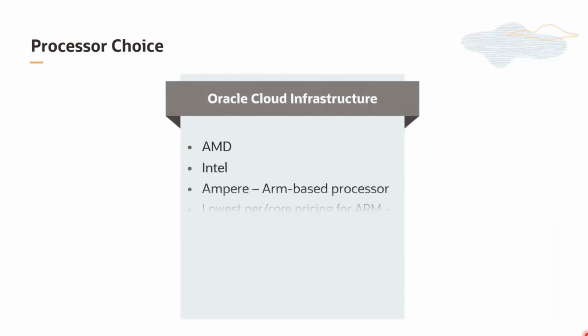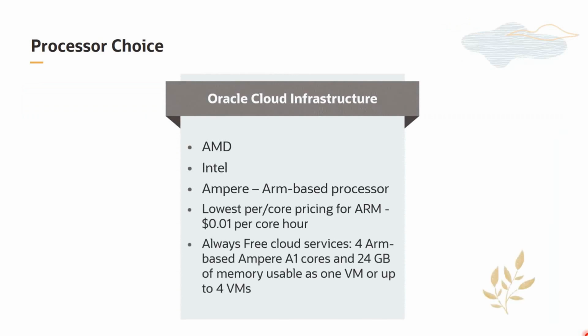In OCI, compute shapes are available with AMD, Intel, and ARM-based processors. I just wanted to call this out because ARM-based processors are not available in Azure. OCI also provides a generous free tier. As you can see in the slide, it provides 4 ARM-based Ampere A1 cores and 24 GB of memory usable as 1 VM or up to 4 virtual machines as a part of its always free cloud services.